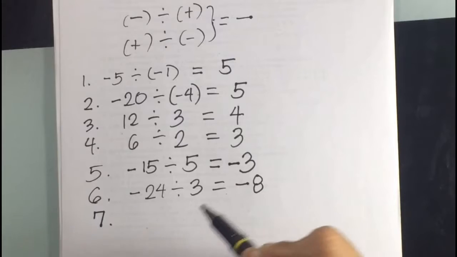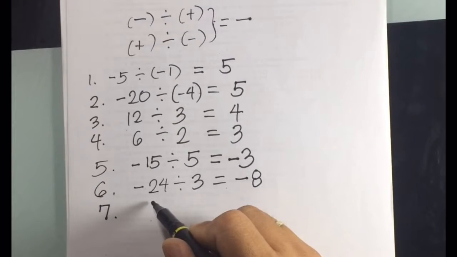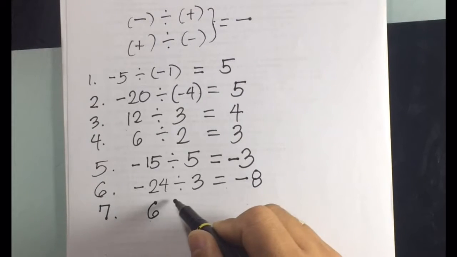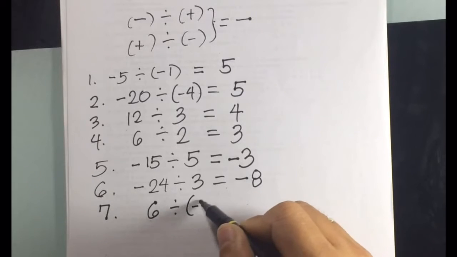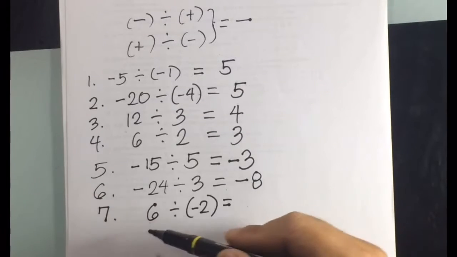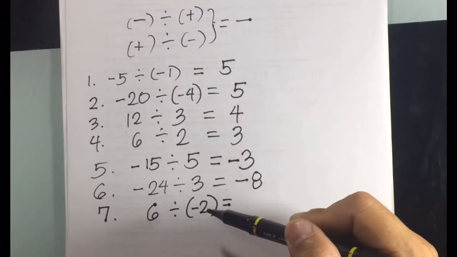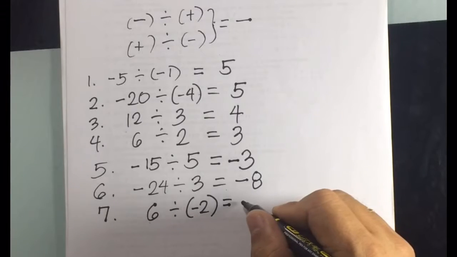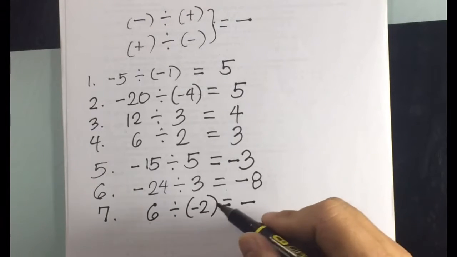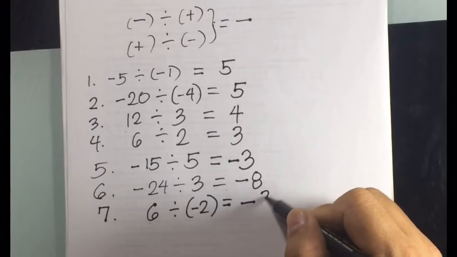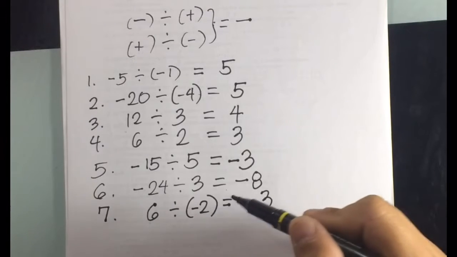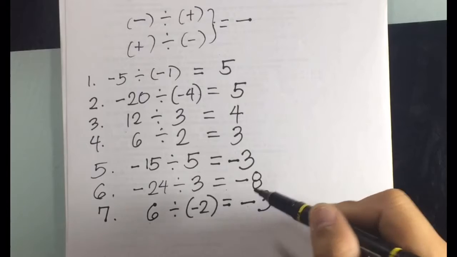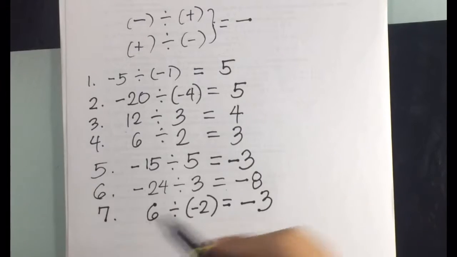Positive divided by a negative number. 6 divided by negative 2. So positive divided by negative, so you're going to have a negative number. So 6 divided by 2 is 3. So 6 divided by negative 2, the result will be equal to negative 3.